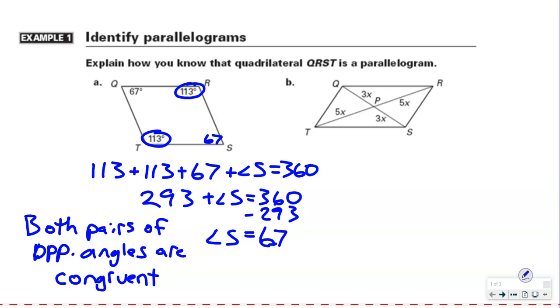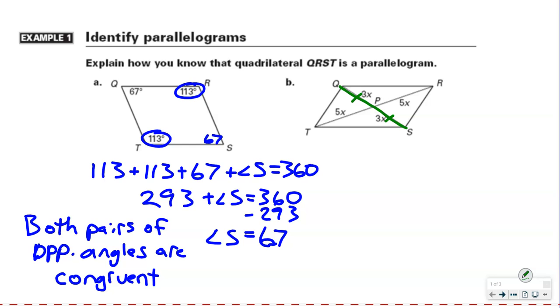All right, if I look at B, how can I show that B is a parallelogram? I've got 3x and 3x for some segments there, and 5x and 5x. If I look at QS, the whole line there, it's broken up into two. We've got 3x at QP, and PS is also 3x. Those are congruent segments. I know that P is the midpoint of QS.